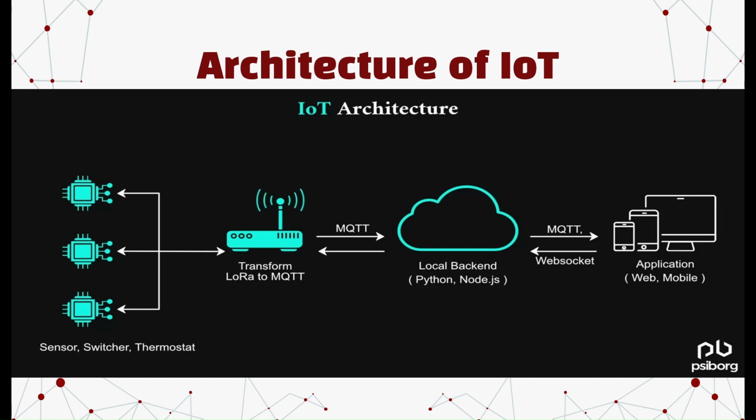Architecture of IoT. So this is the main basic architecture of IoT, where it consists of sensors which collect data in real time. So the data is transferred using LoRa to MQTT. So there is a local backend like Python or Node.js we use. And we send that MQTT to an application like a user interface, where we can control everything. So my friend Sohaib will continue.